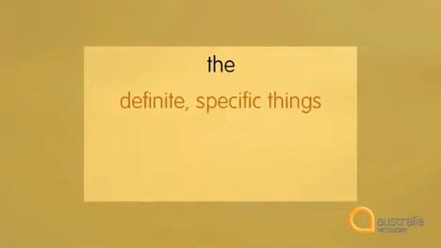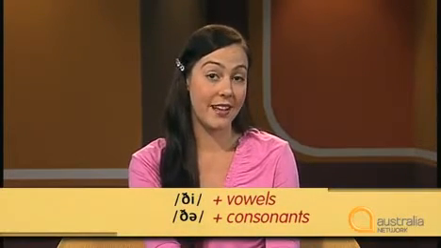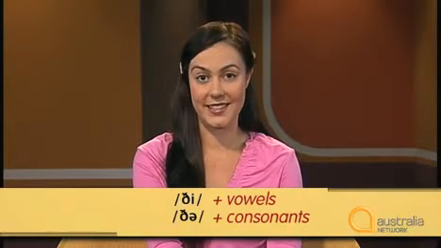So when do we use the definite article the? Well, we use it when we're referring to definite, specific things. We also use the when we're talking about one particular member of a group. Luckily, there is only one form of the word the, and it can refer to both singular and plural nouns. We say the banana and the bananas. There is a difference in pronunciation though. When the comes before a vowel sound, we say the apples. So the before vowel sounds and the before consonant sounds.